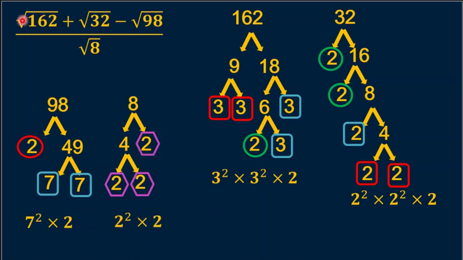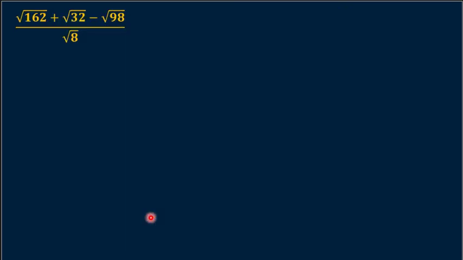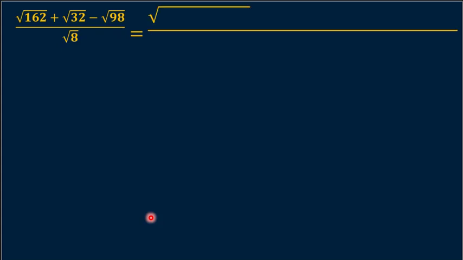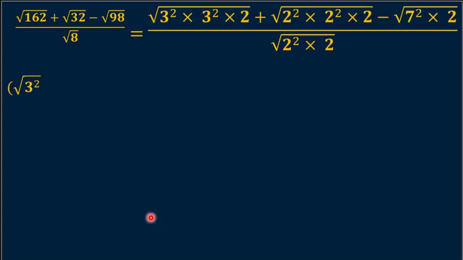So instead of writing 162, 32, 98, you rather replace them with these prime factors. Alright, now that brings us here. If that is the case, then we represent 162 as 3 to the power 2 times 3 to the power 2 times 2. This is what we get after prime factorization of it.